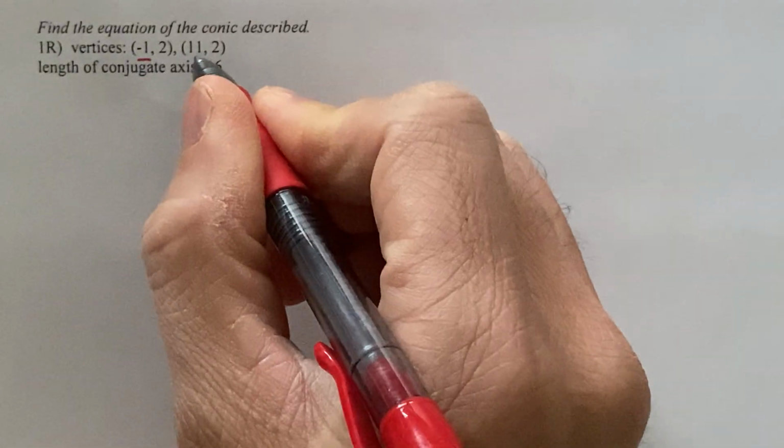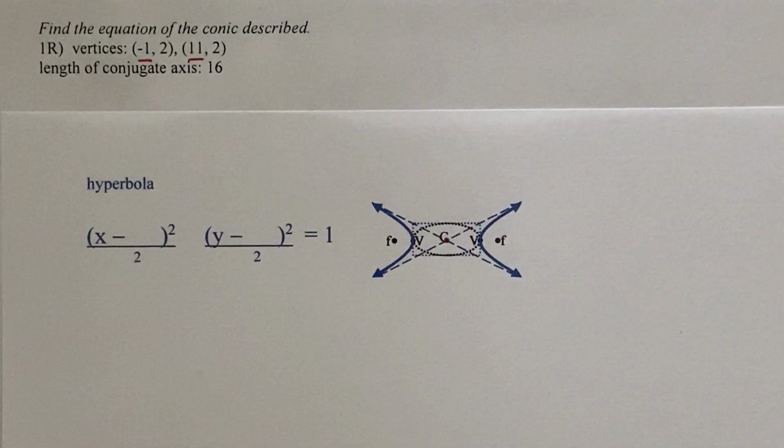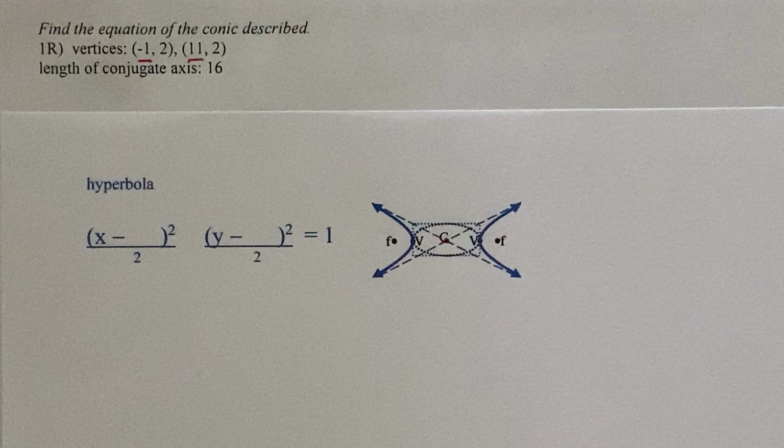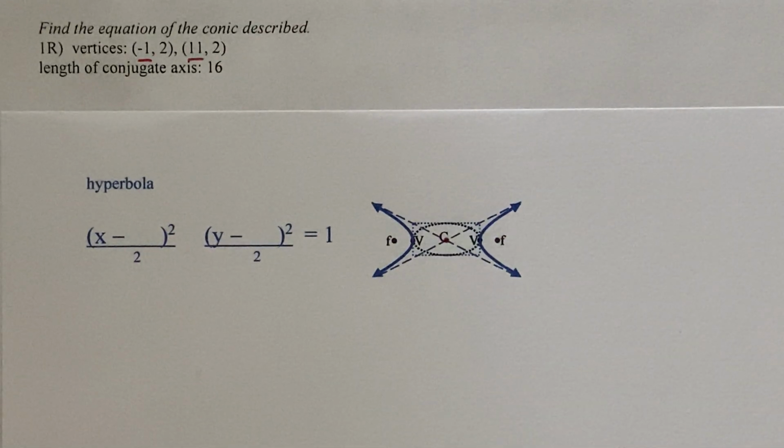Okay, then the next thing is if I notice these two x coordinates, they're different, which means they have to be left and right from each other, which means it has to be a hyperbola that's opening left and right. Once I have that, I can start setting up my formula. I can visualize this diagram, and then I should be able to fill in all the relevant numbers, okay?